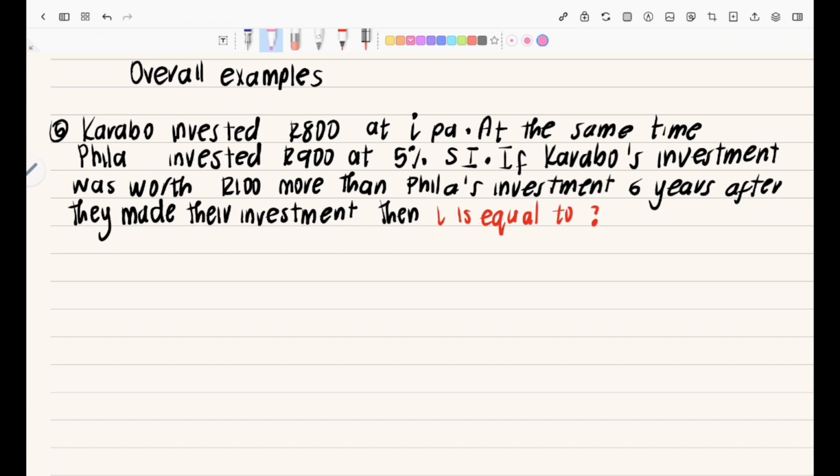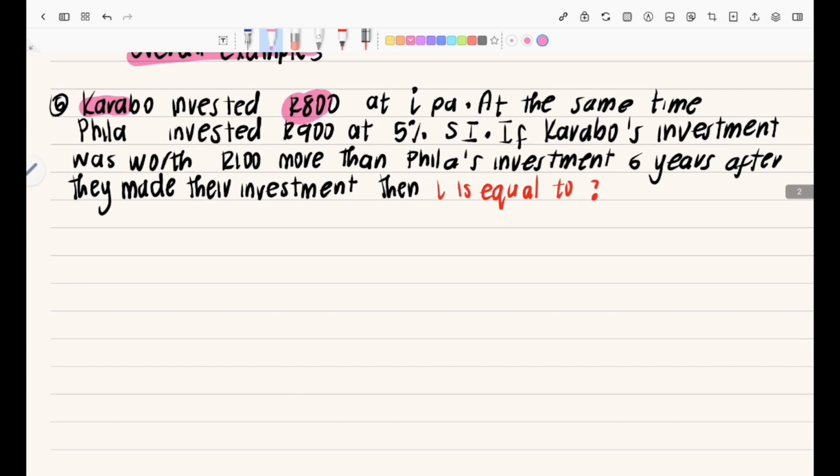And then in terms of examples, we're going to have two examples. The first example says Karabo invested 800 Rand at 1% per annum. At the same time, Pila invested 900 at 5% simple interest. If Karabo's investment was worth 100 Rand more than Pila's investment 6 years after they made the investment, then i is equal to?